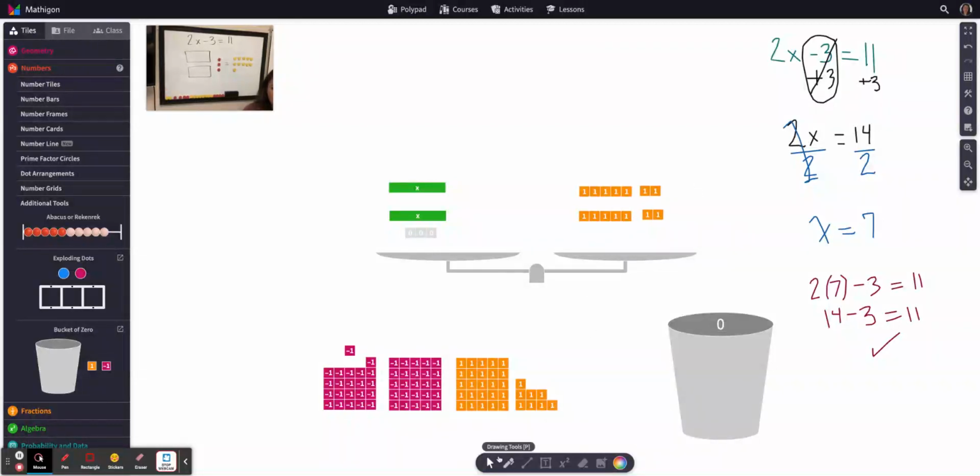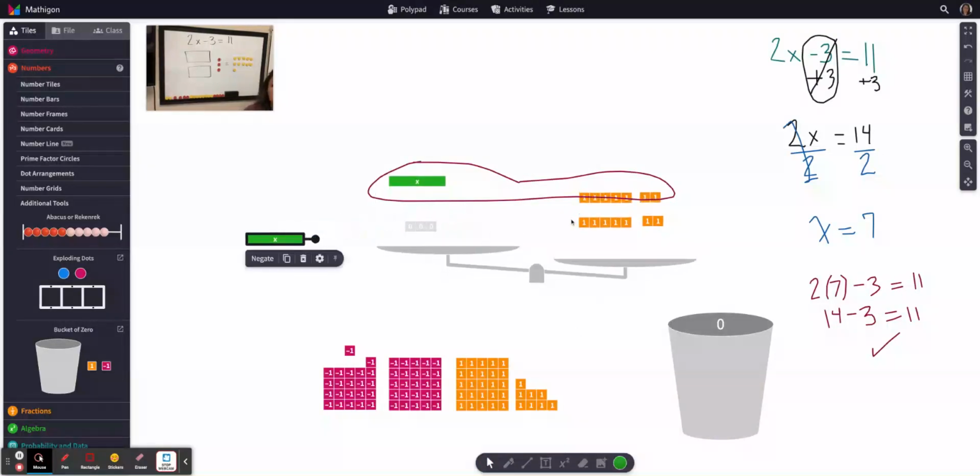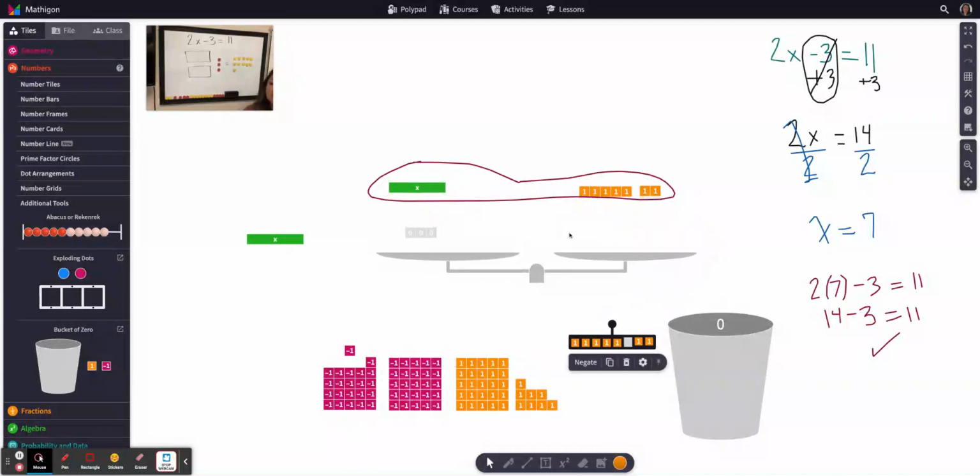So that means for me that 1x, there we go, kind of, sort of, is equivalent to 7 positives. Right? If I take this out, and I take 7 of these out, this should still be balanced, right? And we can see it that 1x is equal to 7.